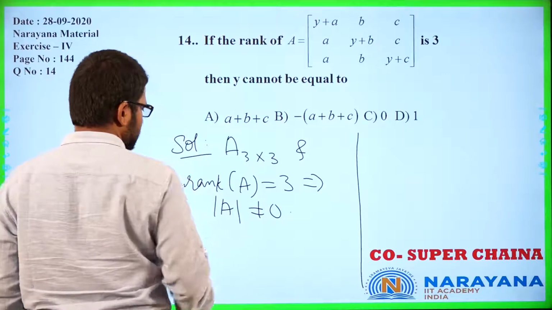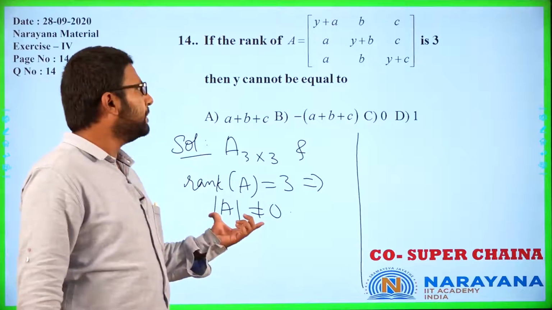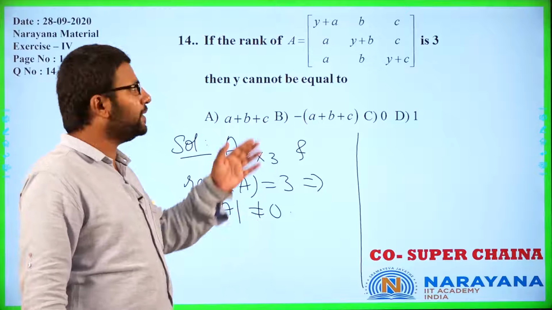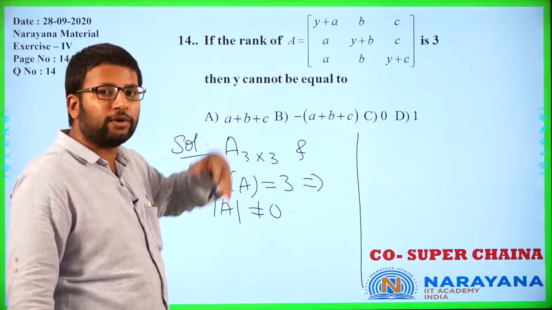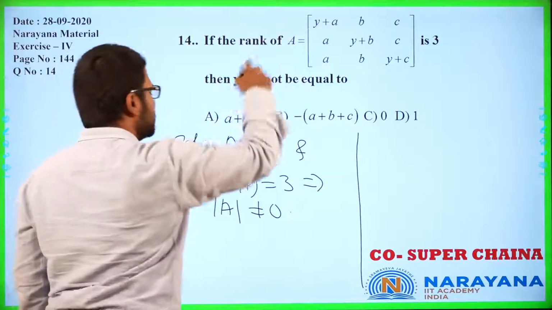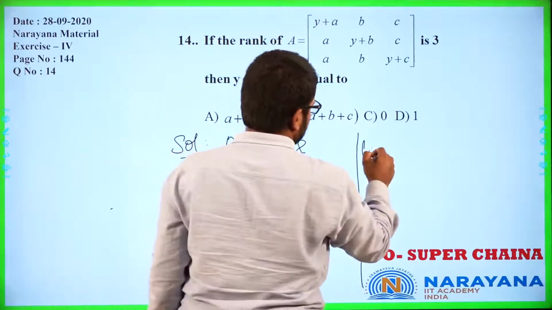Mod A is not equal to 0. Right? Why? Because if mod A was equal to 0, we know the rank of A cannot be the order. It will be 2 or 1 or something else, but definitely not equal to 3. So now let us look at delta.